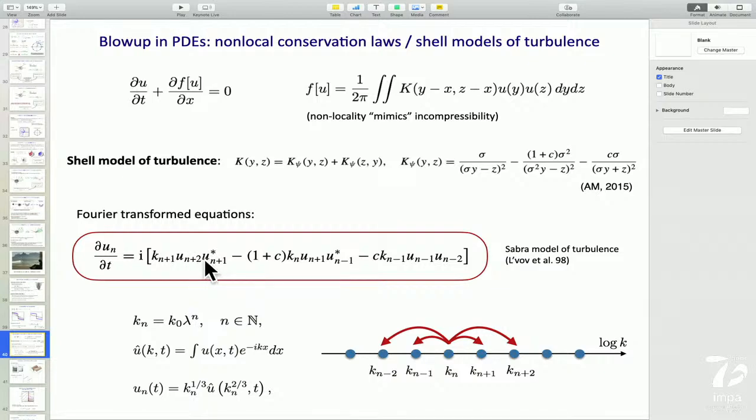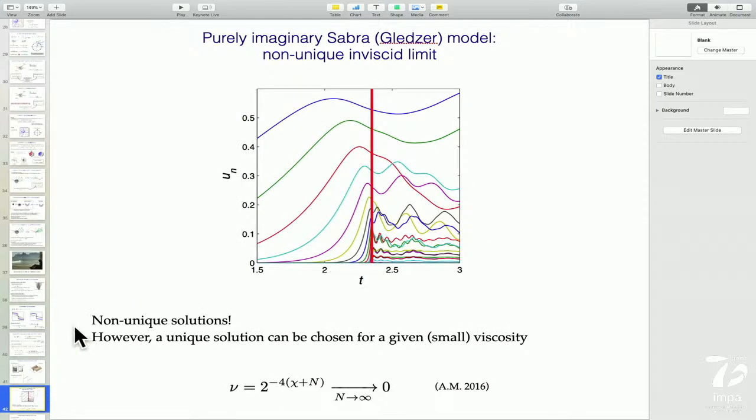One model is when all of the u are purely imaginary. If all of them are purely imaginary, they remain purely imaginary. So this is the first model, which is called Gledzer. This is the behavior for, it's not u_n, it's the modulus, the absolute value of u_n. You give an initial condition, so it's u1, u2, u3, u4, and so on. There are infinitely many of them. They blow up at finite time. And then if you put a very, very small viscosity, you can continue, and each one continues normally.